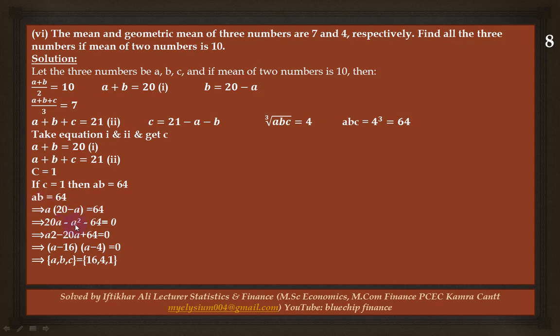20a minus a squared minus 64 equals 0. So we can say that a squared minus 20a plus 64 equals 0. Here we can solve this through the quadratic formula or simply by factorization. So a, b, c will be 16, 4 and 1. A will be equal to 16, b will be equal to 4 and c will be equal to 1.